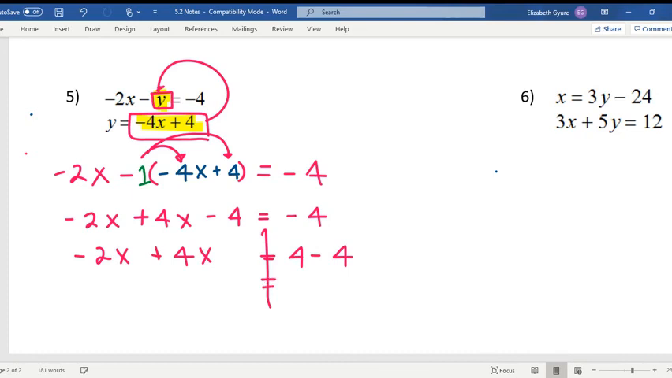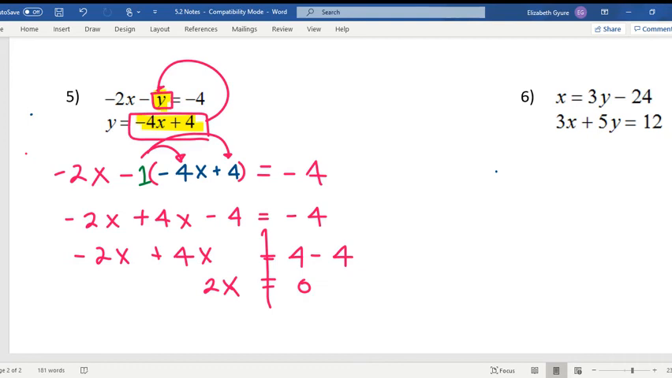All right. So now let's combine our like terms. Negative 2x plus 4x. That'd be if they were both positive. Negative 2 plus 4, Corey. 2x. Good. And then 4 minus 4 is 0. Thank you.